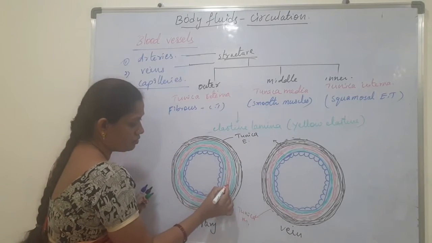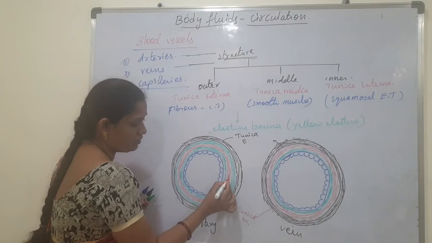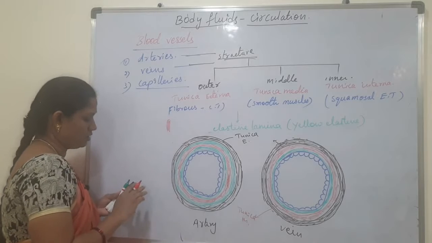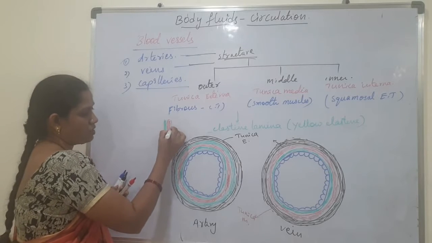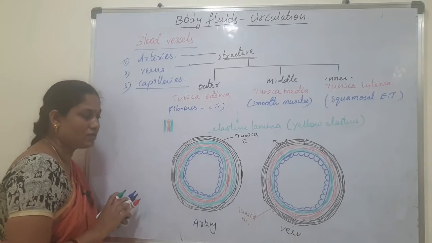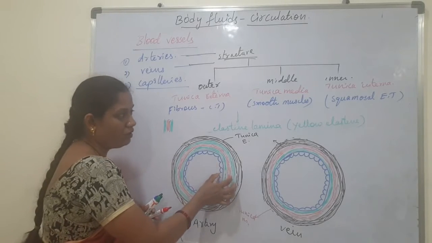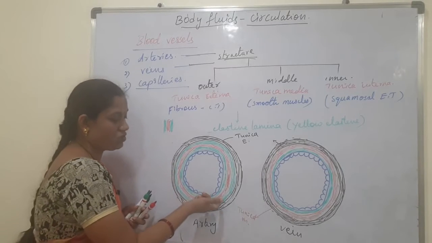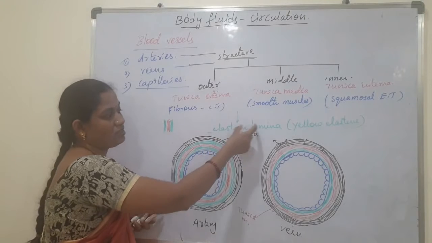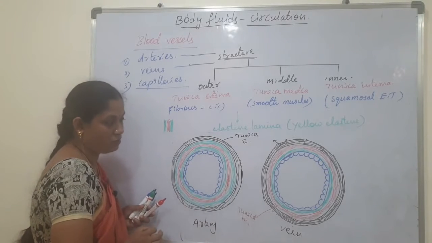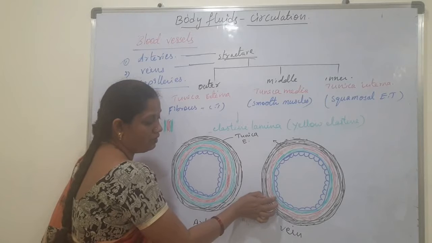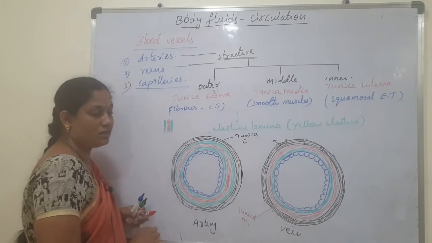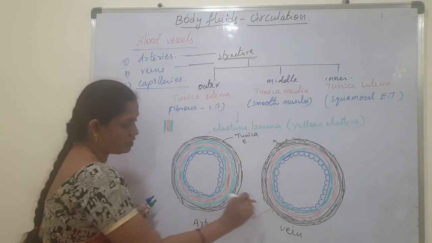So this is the tunica media. On either side of the tunica media, elastin lamina is present. Yellow elastin fibers are present, so that's why this is called elastin lamina. Here two elastin laminas are present. Here, in the vein, only one elastin lamina is present, towards the inner side.